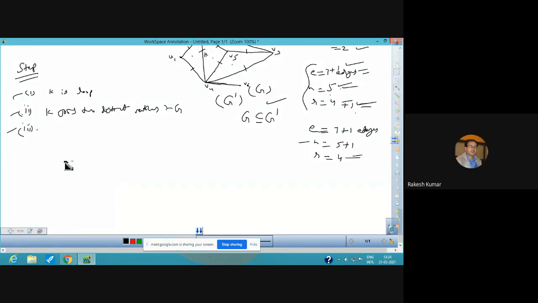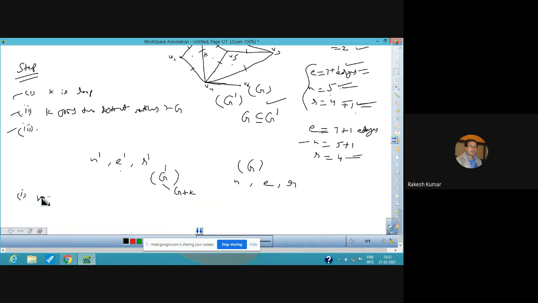Now we suppose that n dash, e dash, r dash are the number of vertices, edges, and regions in the new graph G dash, and G dash is actually G plus K. K region, K edge added. And what was G? G has number of vertices n, edges E, and R regions. This is the difference. So now in case number 1, let us verify.